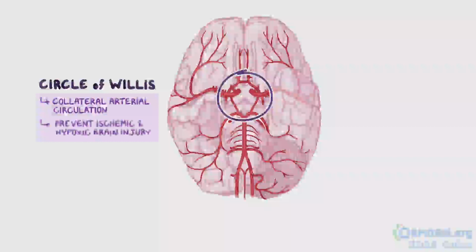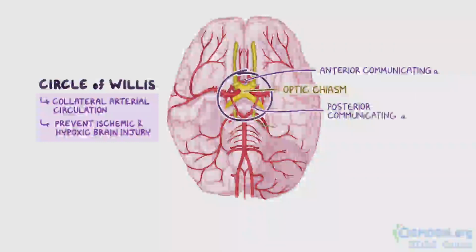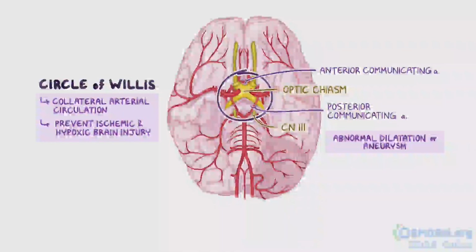The circle of Willis is closely related to some important surrounding structures. For example, the anterior communicating artery travels just anterior to the optic chiasm, while the posterior communicating artery courses just medial to the third cranial nerve on each side. Thus, any abnormal dilatation or aneurysm in a particular artery may lead to compression of a related nerve or other associated structure, causing specific neurological deficits.